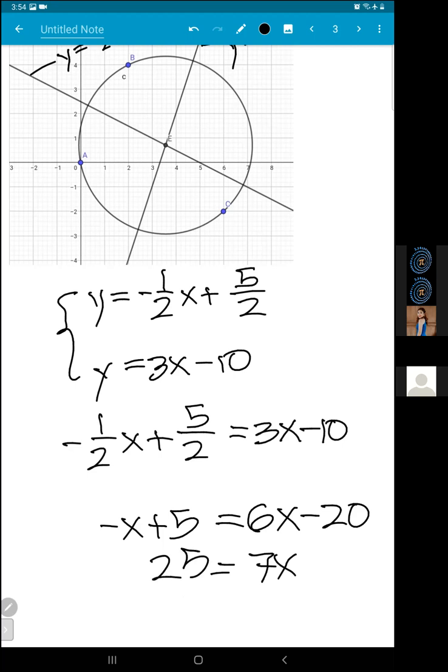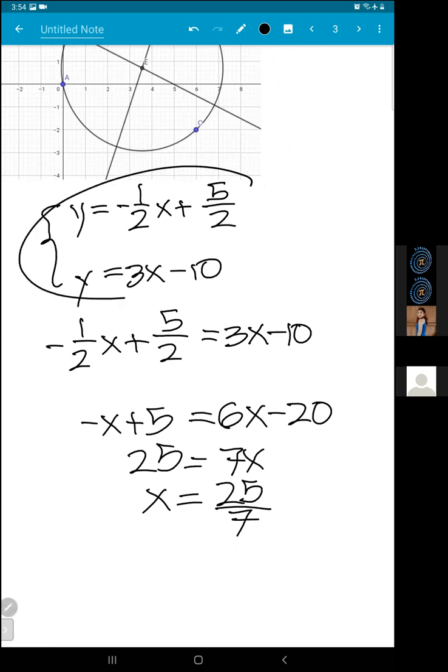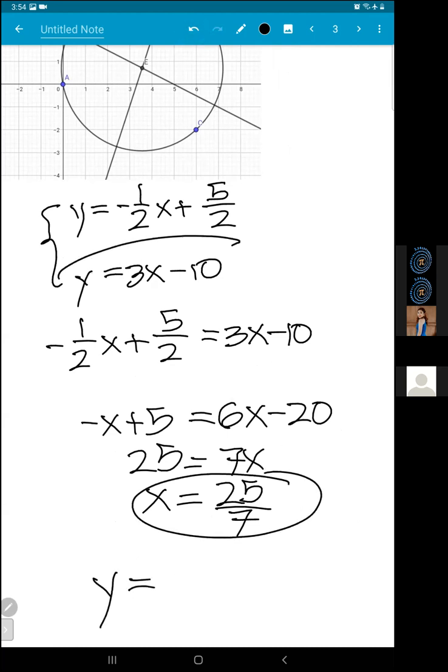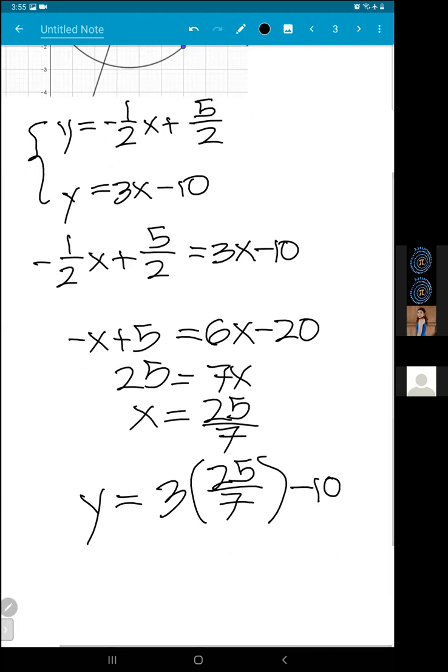Okay, so what do you have? X equals 25 over 7. And so it remains to just find the y coordinate. You can use either of the two equations here to solve for the y value. Just use the simpler one, y equals 3x minus 10. Substitute this one here, and verify that you have 5 over 7.